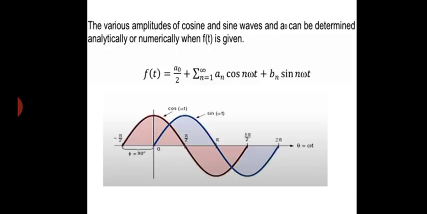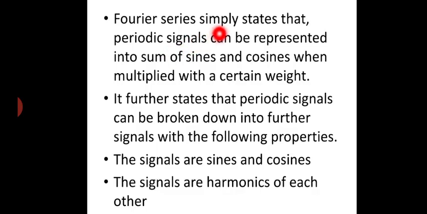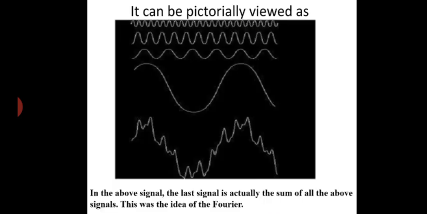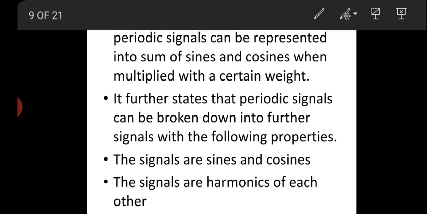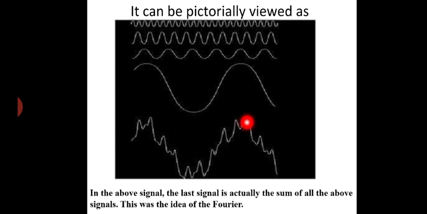So that is why it is called the Fourier series. It simply states that a periodic signal can be represented as a sum of sines and cosines when multiplied with certain weights. It is a sum of sine and cosine waves. If you are taking the cosine wave, then it is a sum of cosine waves. Here we are taking the harmonics. The signals are harmonics of each other.